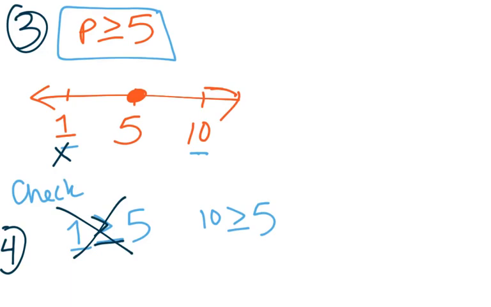Well, it's not equal to 5, but 10 is greater than 5, so this one does work. Step 5 is to draw your arrow through the side of your number line that has a solution that works.